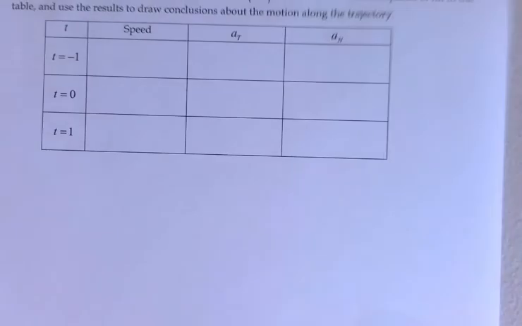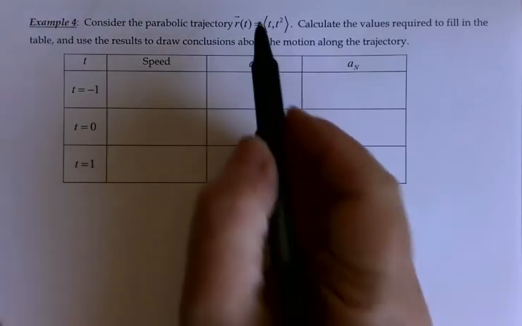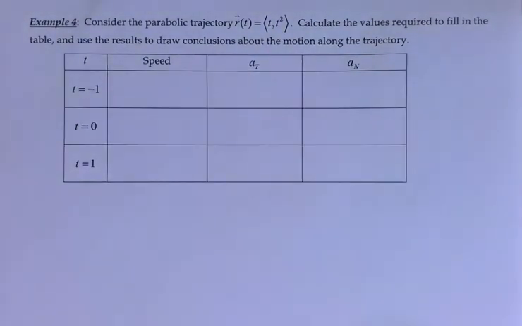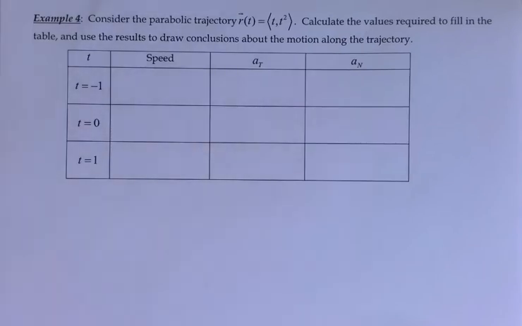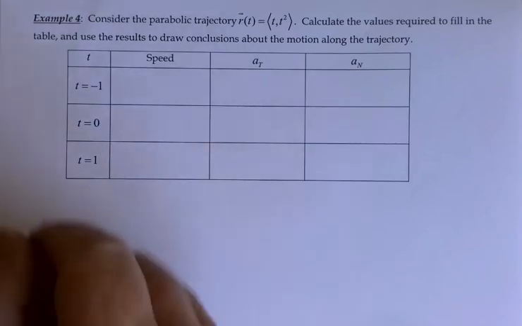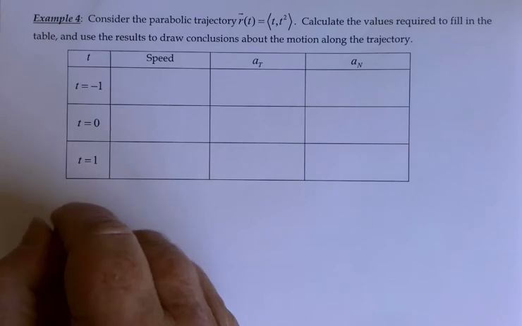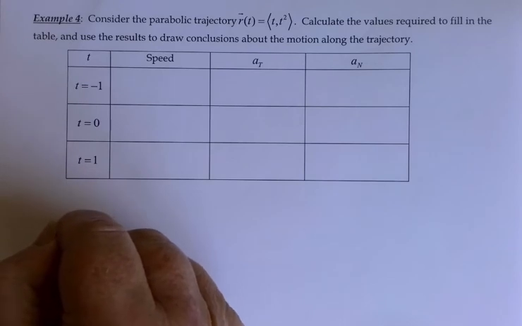And in our example here, we'd like to consider our parabolic trajectory again, t comma t squared, and I'd like to calculate all the values required to fill in the table. We'll then think about the graph and draw some conclusions. So I'm going to do these by hand, but again, they're certainly doable in Maple. We know that we need both v and a to make our computations for a sub t and a sub n.